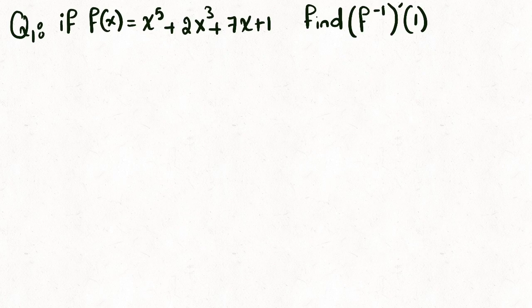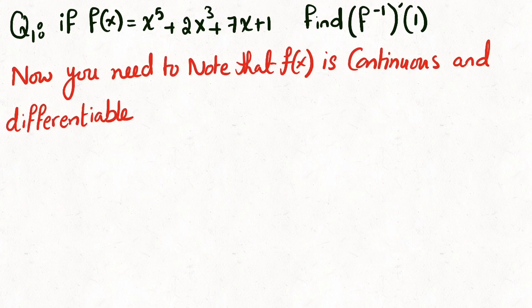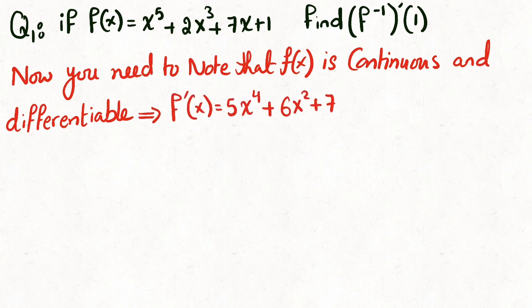Take the following example. f of x is a polynomial and we are requested to find the derivative of the inverse of this polynomial at the point 1. Now we notice that f of x is a polynomial, thus it's continuous and differentiable at the same time, and I know that it's invertible. But how to tell you that it's invertible? First of all, I will go and find f prime of x, and it's easier. It is 5x to the power 4 plus 6x squared plus 7.